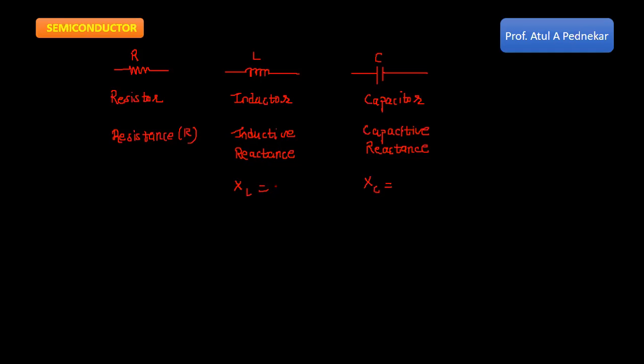What about XC? 1 upon omega C. Very good. What is the formula for omega? 2 pi F. So XL is 2 pi FL, and XC is 1 over 2 pi FC. All three will have the same unit, that is ohm.